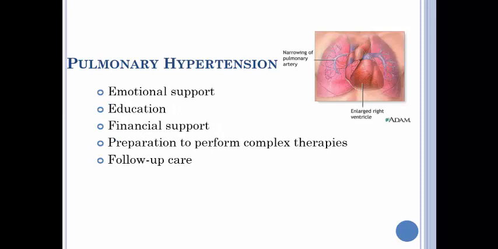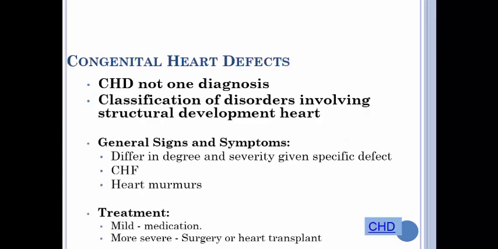Emotional support, education, financial support. With pulmonary hypertension, the meds can run thousands, like $25,000 a month for them to be on continuous IV infusions of these medications. So you need to help try to set them up with groups or resources that will pay for that. They need a lot of preparation to perform complex therapies and good follow-up care.